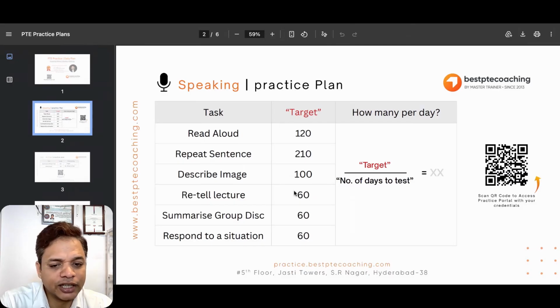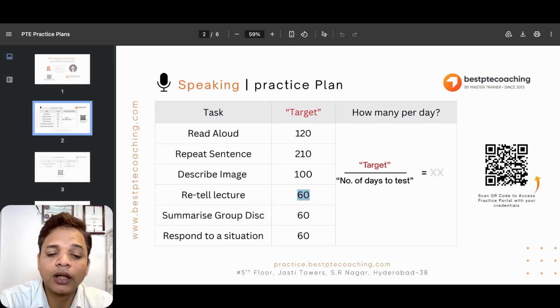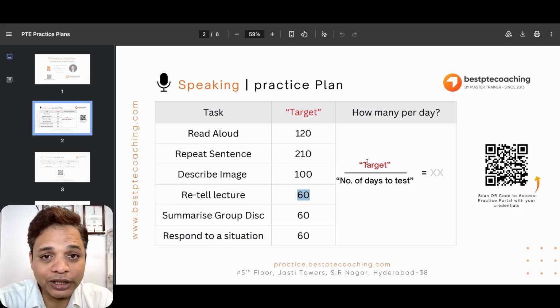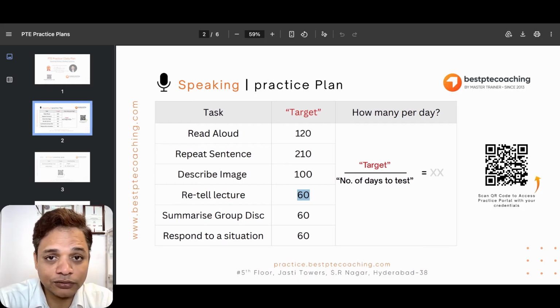This is the Retell lecture target I am giving. What is it? 60. So before you sit the test, you have to practice some 60 questions from Retell lecture. So how you should divide the 60 questions into the daily practice is here. 60 is the target. The target should be divided by the number of days to the test.